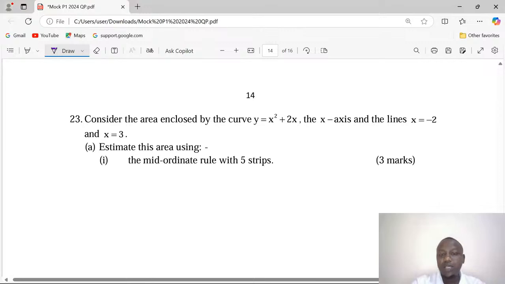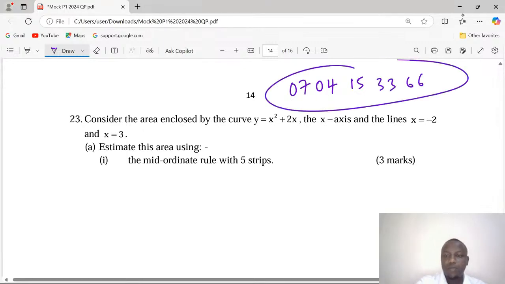We are still continuing. That's our number.